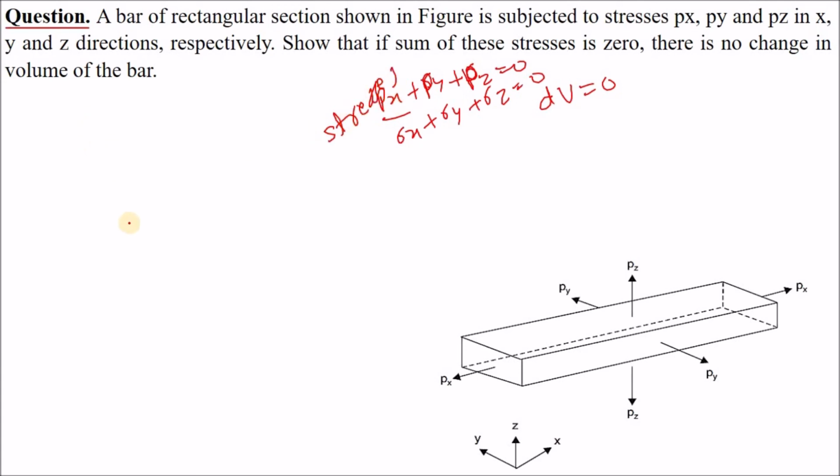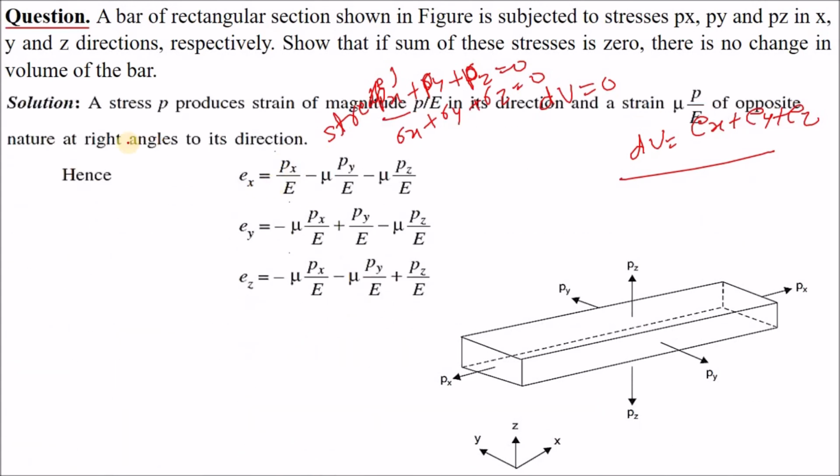For that, we know volumetric strain equals epsilon x plus epsilon y plus epsilon z. From this formula we can find the volumetric strain. A stress P produces a strain of magnitude P by E in its direction, and a strain mu P by E of opposite nature at right angle to that direction. Already explained in lecture number 2, you can see that one. From that we found this formula.